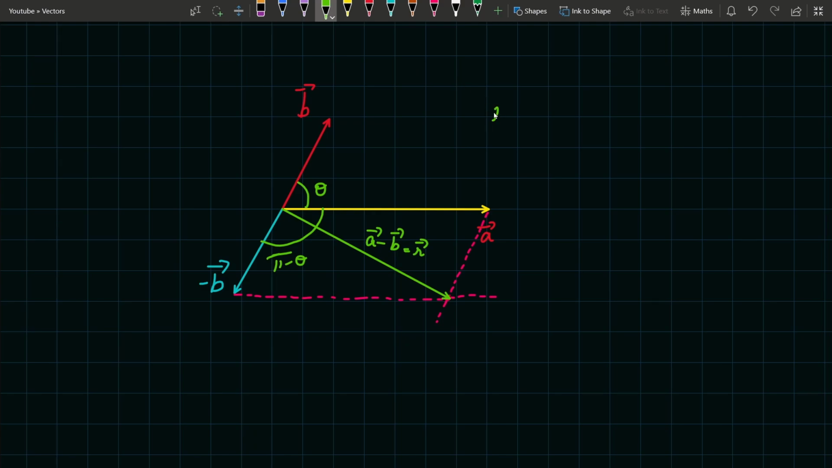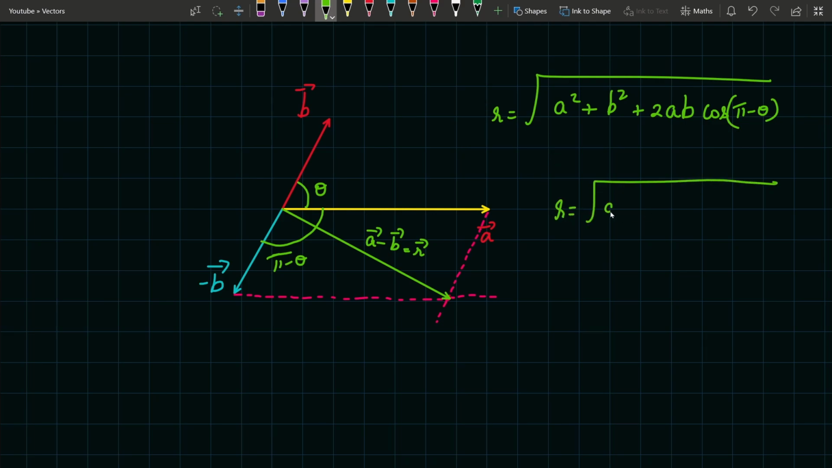So now I can just apply the law of cosine, that is a square plus, what's the magnitude of minus b vector? b only. Even though it is minus b, the magnitude is always positive, so it is b. So b square plus 2 into a into b into cos of pi minus theta. Pi minus theta is the angle between the two vectors. Now, what is cos pi minus theta? Minus cos theta. So therefore, this r becomes root of a square plus b square minus 2ab cos theta.